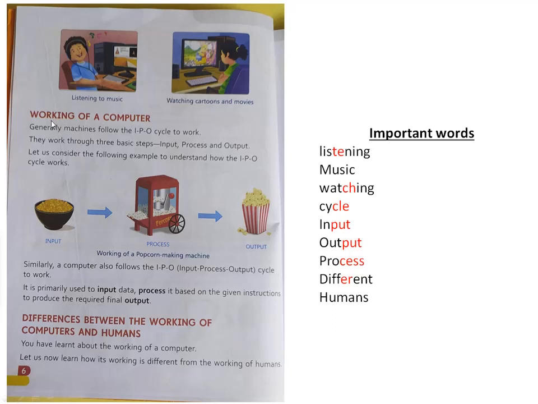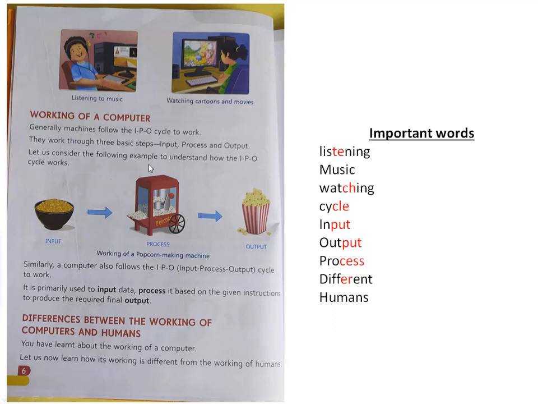Okay. Now, working of a computer. Generally, machines follow the IPO cycle to work. What is this IPO cycle? They work through three basic steps: input, process, output. I for input, P for process, and O for output. IPO cycle.